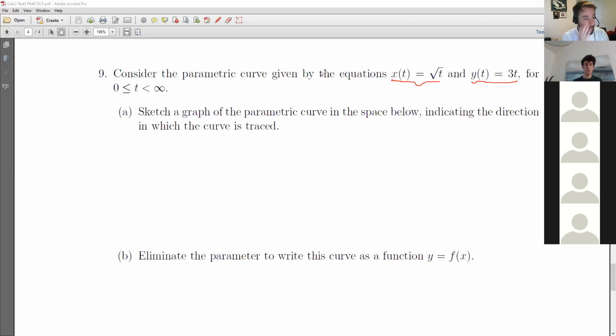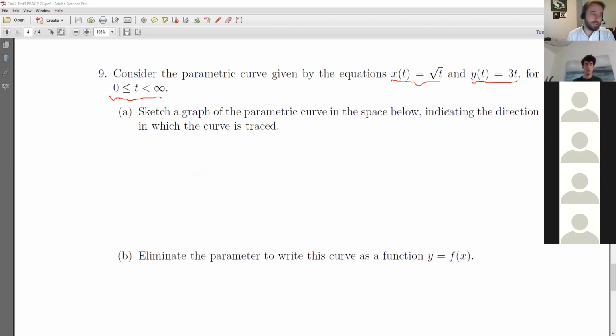We're also given in this problem a range of t values that we're allowed to plug in. Sometimes we're given an explicit range. Sometimes we're just told that t can be anything, so t could range from negative infinity to infinity. In this problem, we are given those two equations and we're told that t has to be non-negative, which makes sense because we can't take the square root of a negative number.